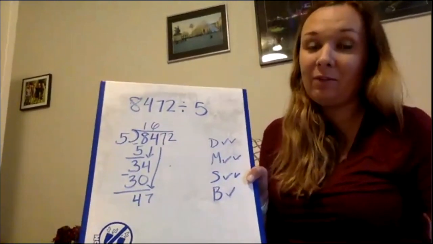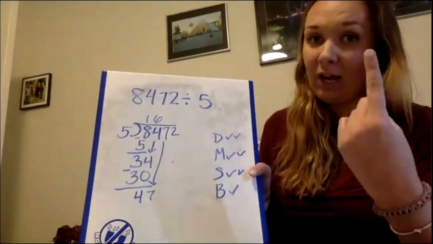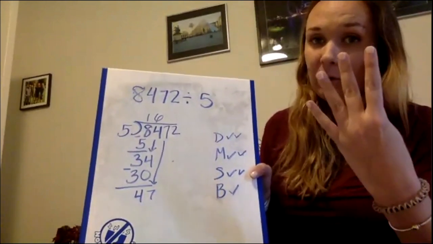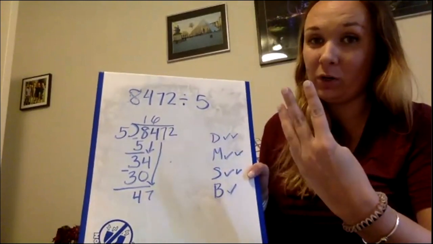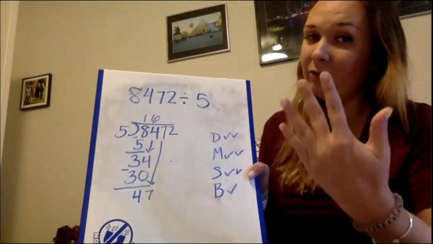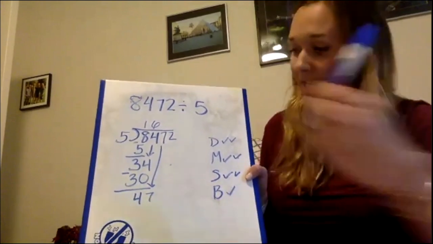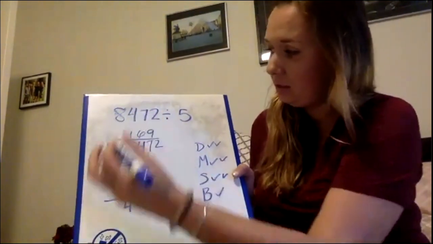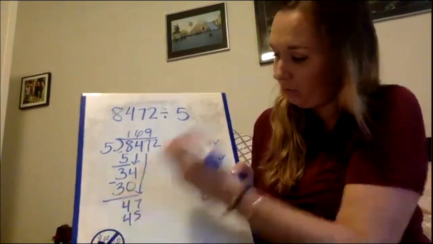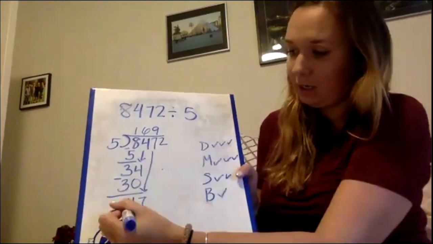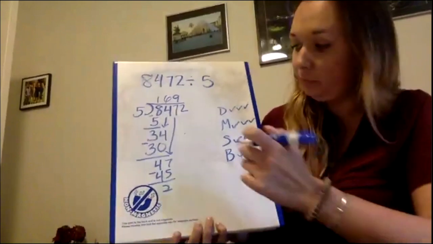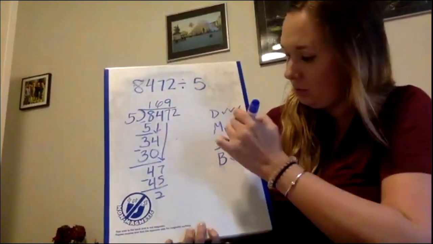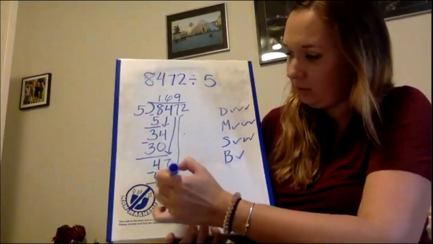Now we ask how many 5s fit into 47. 5, 10, 15, 20, 25, 30, 35, 40, 45. 50 would be too many, so that was 9 5s. 9 times 5 is 45. I divided and multiplied. Now when I take away, I have 2 left over. And I'm going to bring down that last 2.